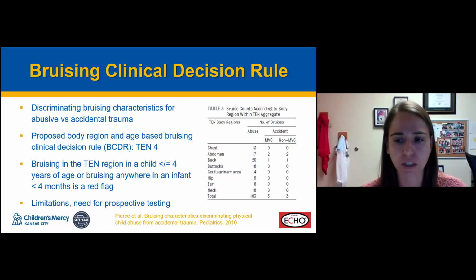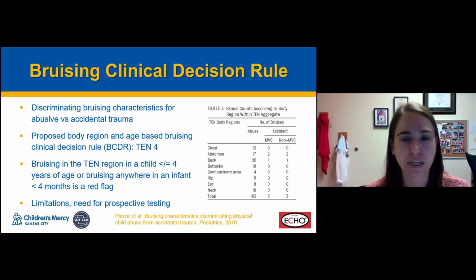All the kids had thoroughly documented skin exams per their standard PICU protocol. And so they looked through the charts and compared bruising characteristics that were documented for these two groups, physical abuse and non-physical abuse or accidental trauma. Specifically, they were looking at characteristics of total number of bruising, the body region where bruises were located, and the kid's age.